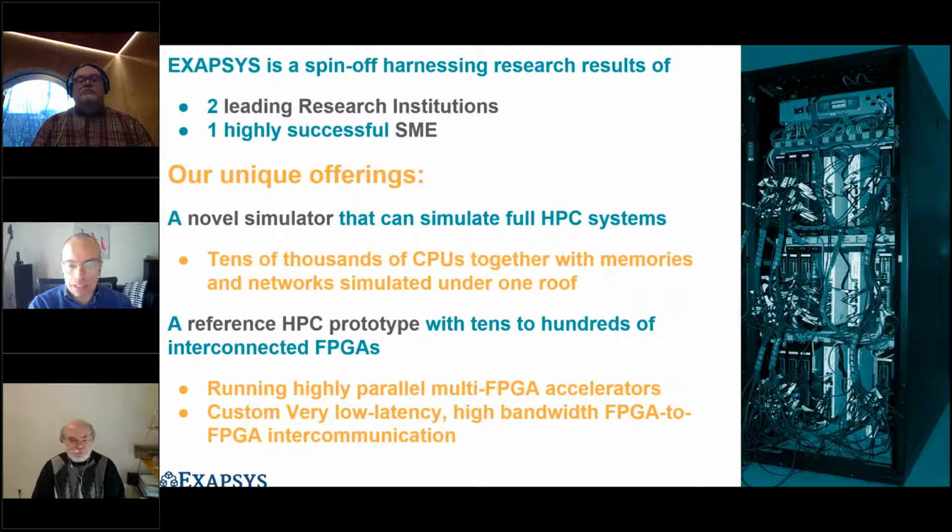And the second one is what you can see on the right, which is a reference HPC prototype, which has tens to hundreds of interconnected FPGAs. It has different intercommunication paradigms, and you can run any multi-FPGA accelerator that you want over there. And we have our custom very low latency, high bandwidth FPGA to FPGA intercommunication. Obviously, on top of this machine, we have also developed a couple of FPGA accelerators for our own purposes, and we have proved that those machines can be really efficient in certain applications.